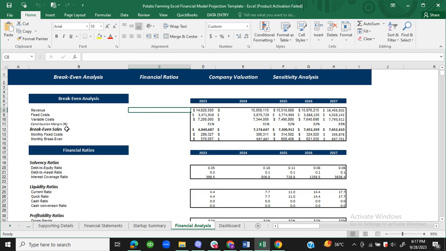Also, we have added break-even analysis, which basically shows the point that the business reaches when it is in a situation of no profit, no loss.